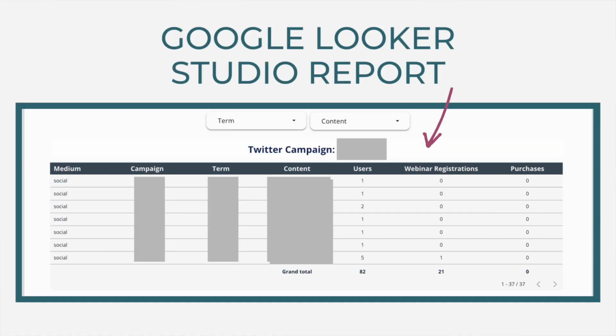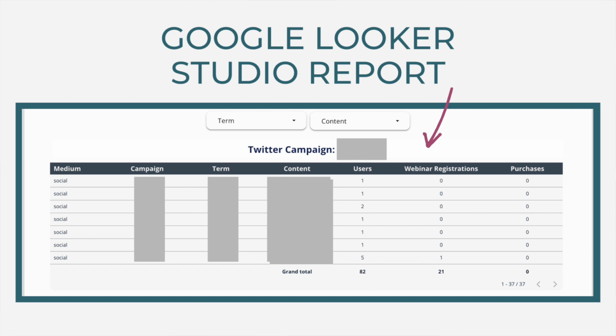Now, what if you want to view your information in a different way? Google Analytics is an amazing tool, but sometimes the back end of it can be a little bit confusing. But there is another way. You can visualize your data in Looker Studio, formerly Google Data Studio, in a dashboard, such as this one. So let's say you're tracking a specific campaign for your upcoming webinar on Twitter, and you want to see how that campaign is performing. You can select the term and content and then see exactly which tweets are leading to those conversions on your website.